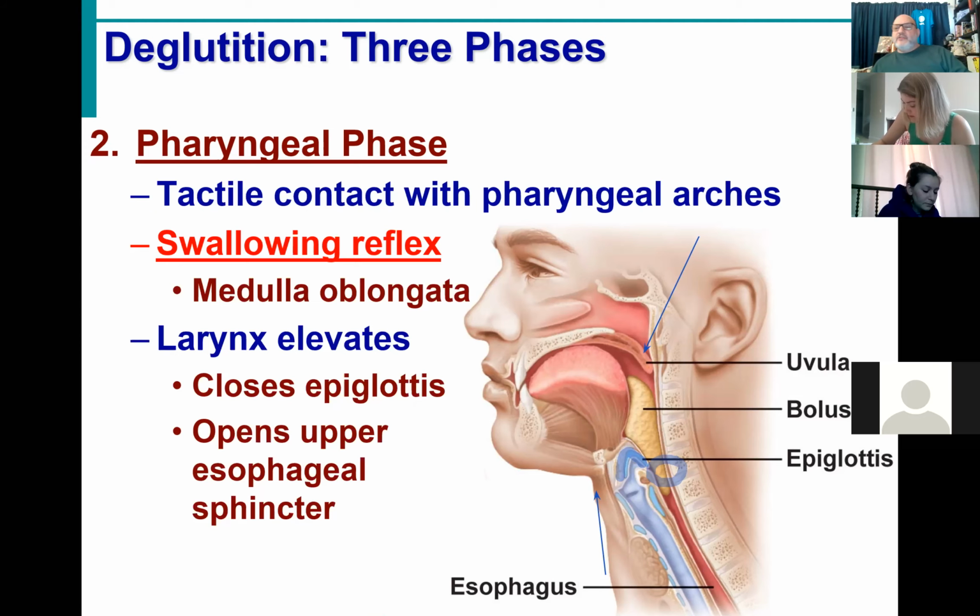At this point, notice there is only one place that our food, our bolus, can go. It cannot go up into the nasal pharynx because that is closed. It cannot go into the airway because that is closed. So the only place it can go is into the esophagus. And so muscular contractions of the pharynx are going to move that bolus into the esophagus.